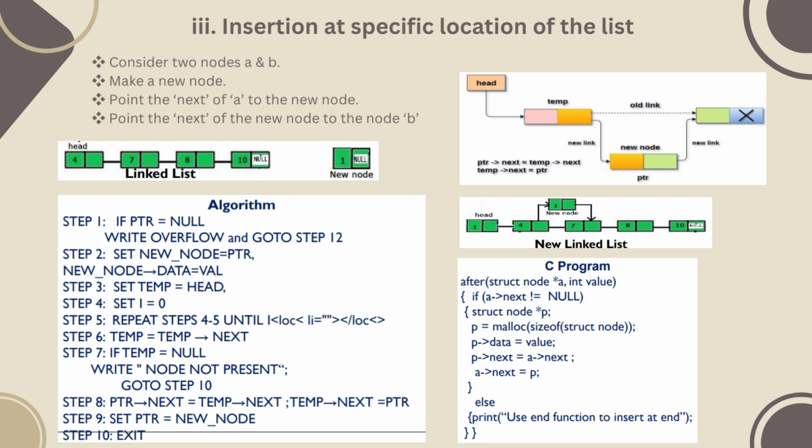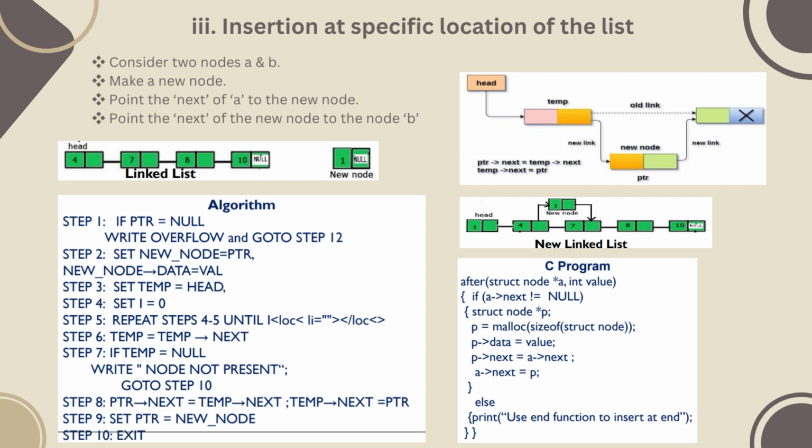Step 2, set new node equal to PTR, new node data equal to val. Step 3, set temp equal to head. Step 4, set I equal to 0. Step 5, repeat steps 4 and 5 until I is less than LOC. Step 6, temp equal to temp next.